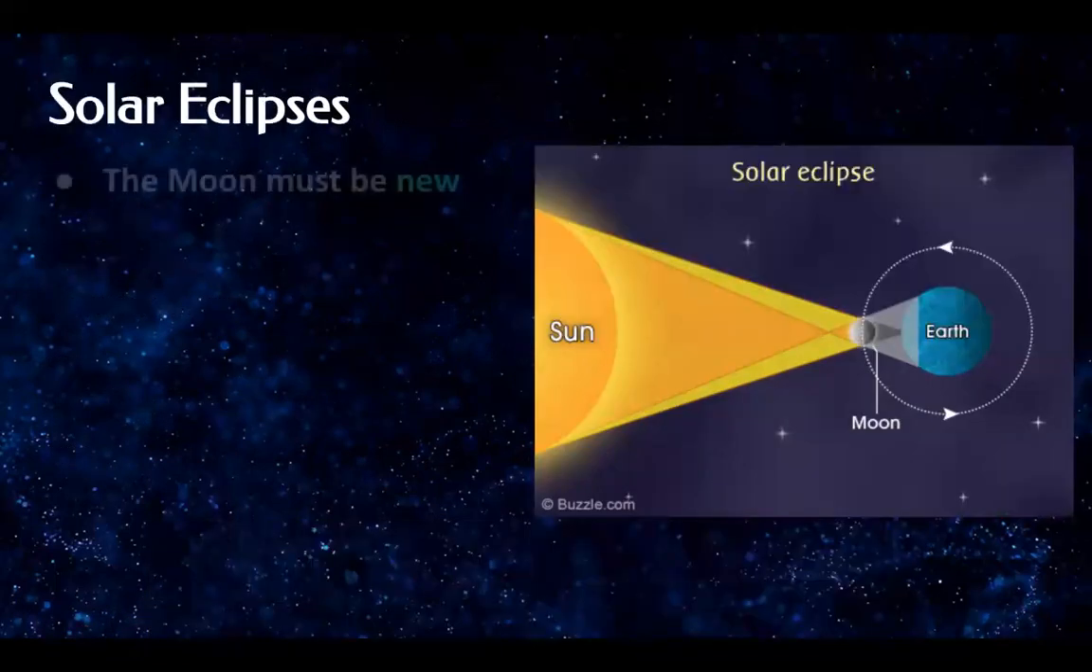So solar eclipses. The moon must be new in order for a solar eclipse to occur. Now, new doesn't mean that it just formed. New just means that it's in the new phase of its cycle, meaning we can't see any of the moon.